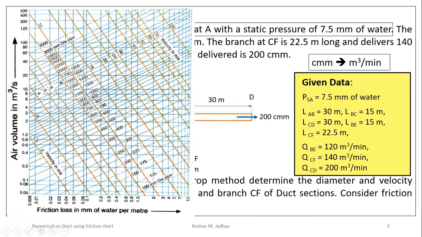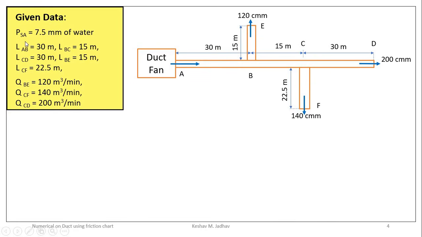If the numerical is based on rectangular duct, then we have to calculate equivalent diameter of circular duct for given rectangular duct. Now here in this numerical, static pressure at point A is given to us. So equal pressure drop method can be slightly modified. For main duct, that is A to D, we will consider equal friction loss, and for branch duct we will calculate static pressure at this point and at this point. Based on this static pressure we will calculate friction loss for this branch, and based on static pressure at this point we will calculate friction loss for this branch.